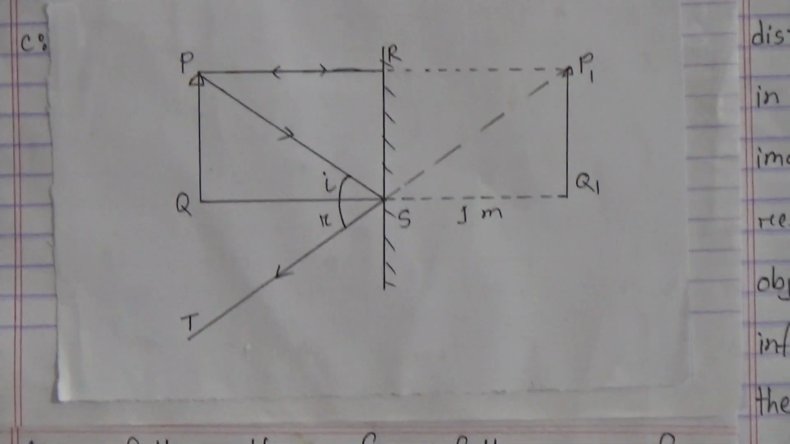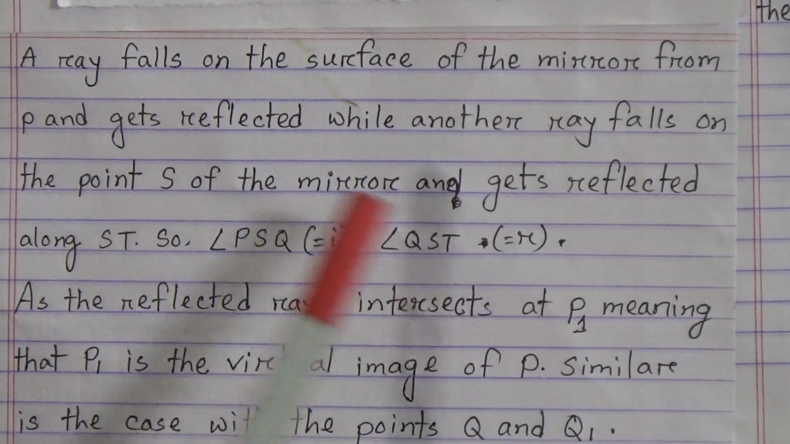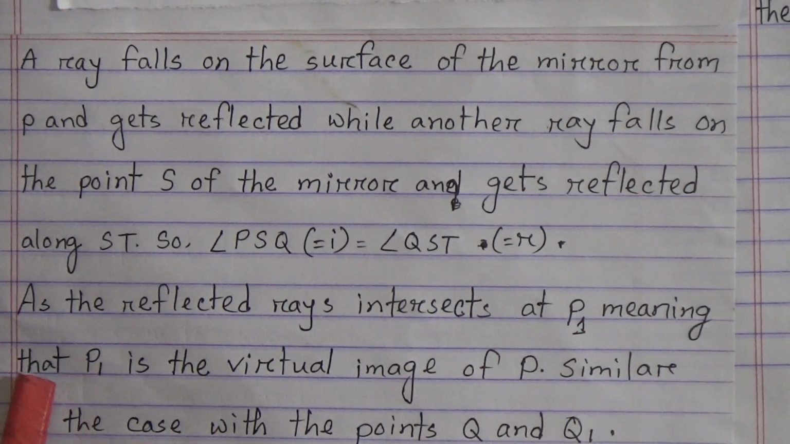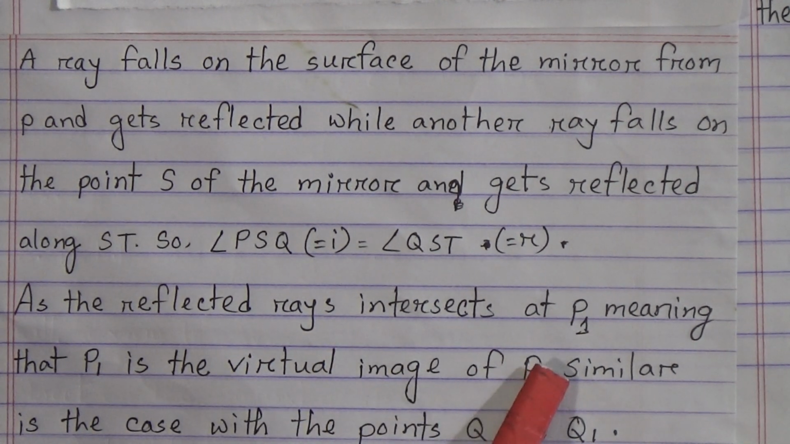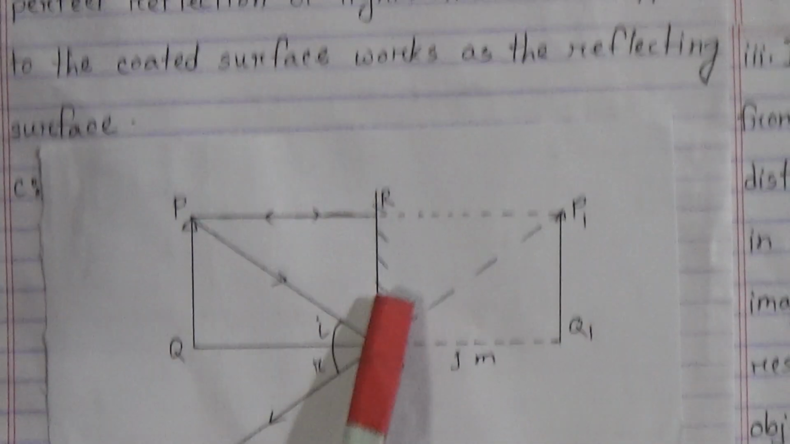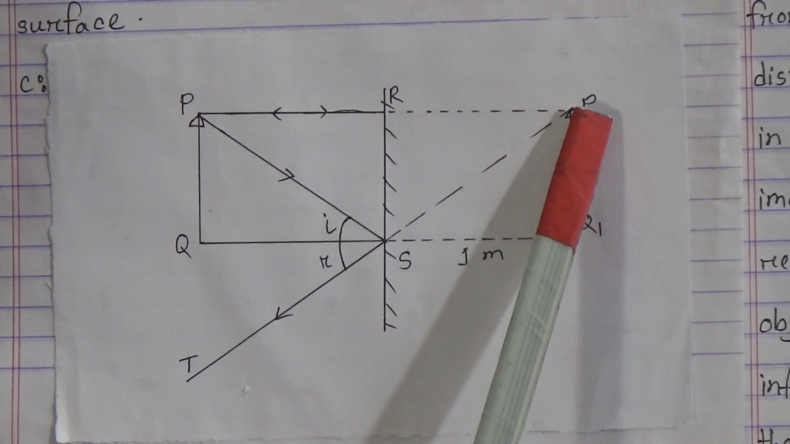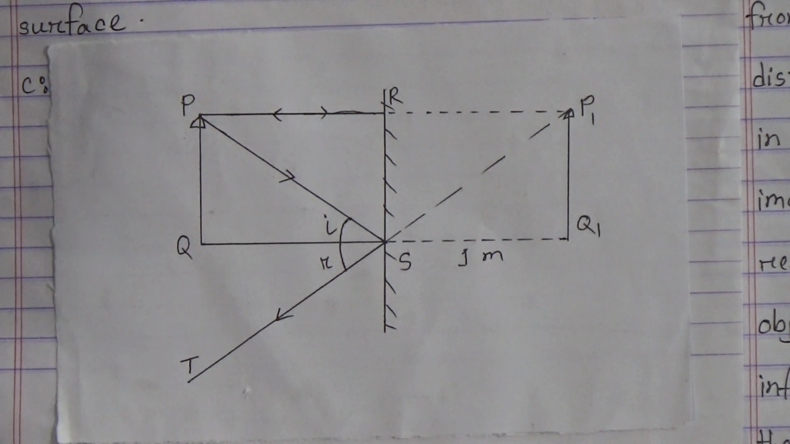Angle PSQ equals I, and angle QST equals R. As the reflected rays intersect at P1, P1 is the virtual image of P. These two reflected rays intersect at point P1, and P1 is the virtual image of object P.